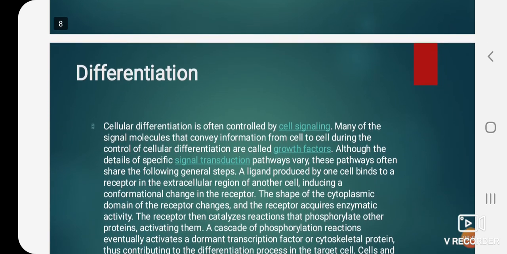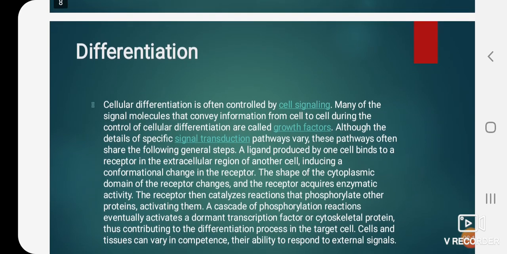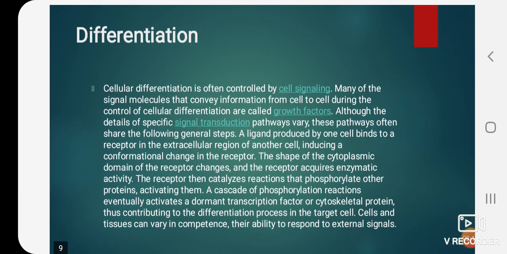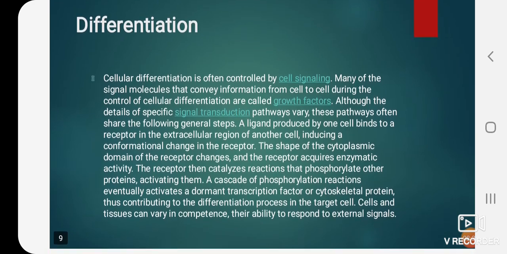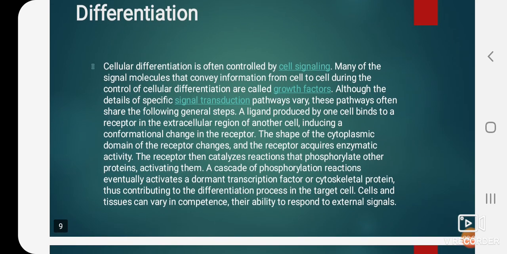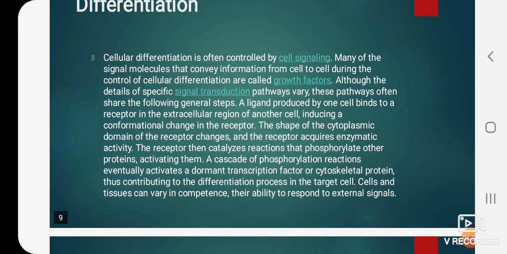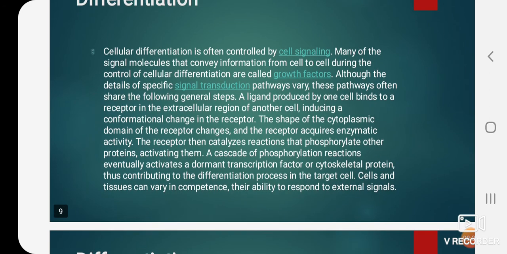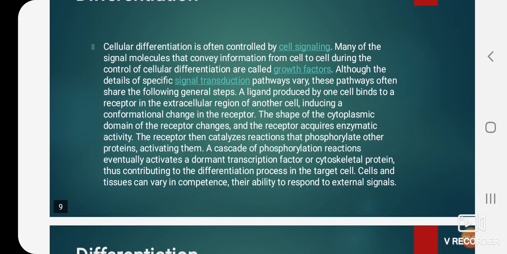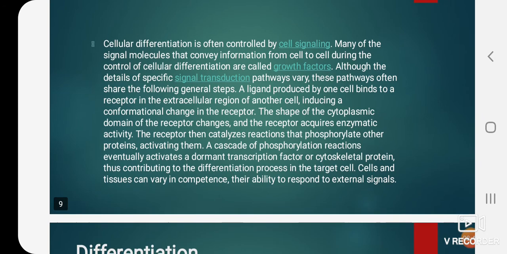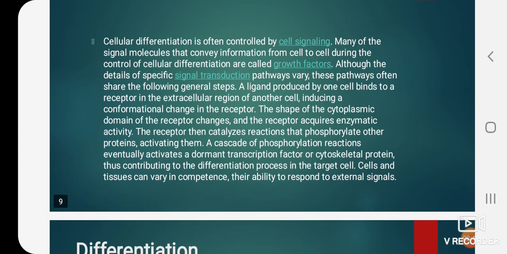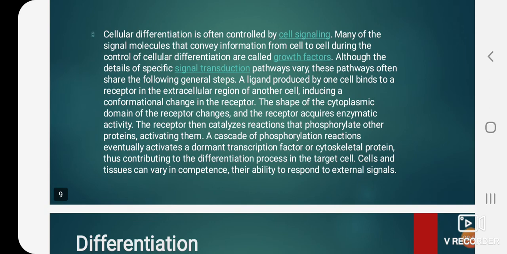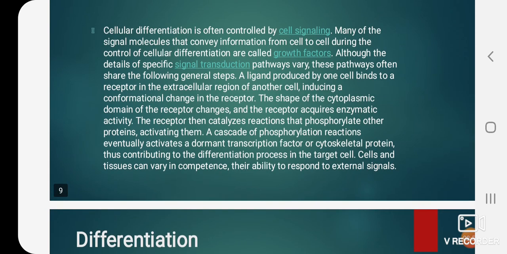Students, cellular differentiation is often controlled by cell signaling. Many of the signal molecules that convey information from cell to cell during the control of cellular differentiation are called growth factors. Although the details of specific signal transduction pathways vary, these pathways often share the following general steps. A ligand produced by one cell binds to a receptor in the extracellular region of another cell, inducing a conformational change in the receptor. The shape of the cytoplasmic domain of the receptor changes and the receptor acquires enzymatic activity.